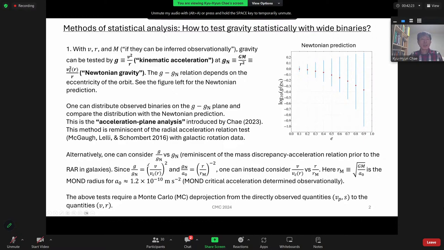In the literature, including my recent papers, one can basically consider three methods. With relative velocity, relative separation and total mass in 3D space, of course they cannot be observed directly, but if they can be inferred, then gravity can be tested by this v squared over r. I'll call it kinematic acceleration. And for Newtonian acceleration, we of course know Newtonian gravity. If the motion is circular, when eccentricity is zero, then these two are essentially the same. So if gravity is Newtonian, then we will always have a ratio of one.